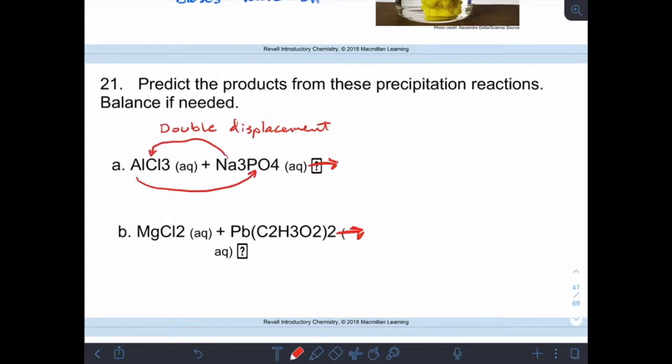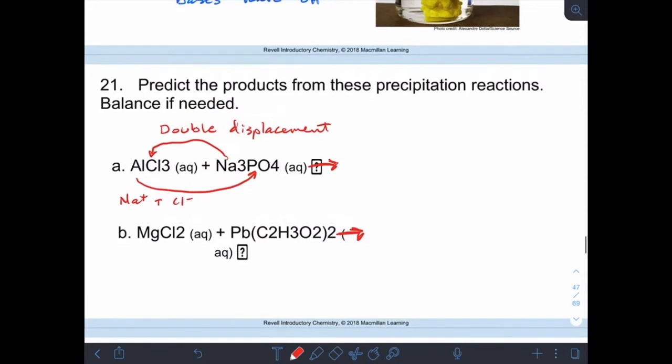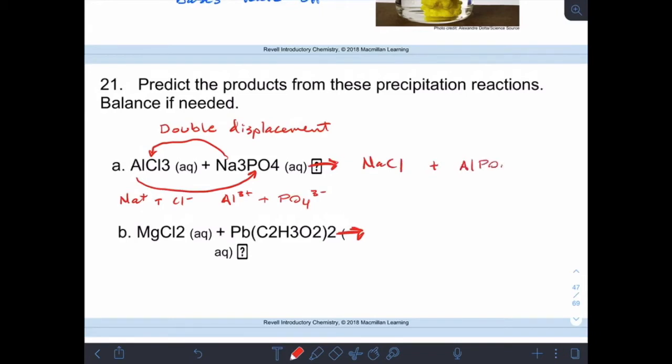phosphate. Okay, and just to remember how that goes, we're going to be putting a sodium plus and a chlorine minus, and then we're going to have an aluminum 3 plus and a phosphate 3 plus, or excuse me, 3 minus. Okay, so I just want to correctly combine those things on the other side. So I'm going to have NaCl, because it's a 1 plus and a 1 minus, and just aluminum phosphate, because it's a 3 plus and a 3 minus, so I just need one of each.